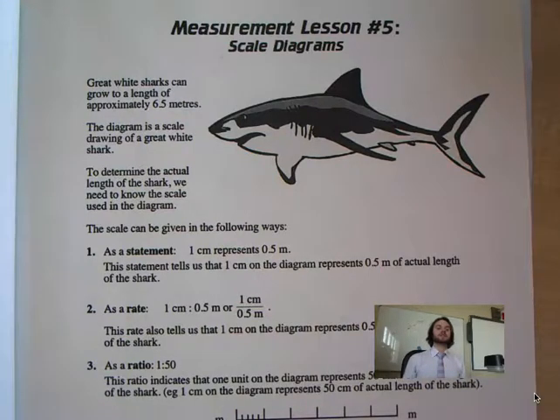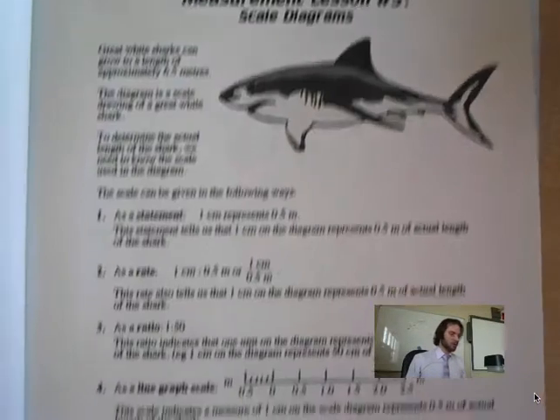Welcome Math 20-2 to Lesson 5 where we're going to learn about scale diagrams, okay? So let's start off here with this first example.